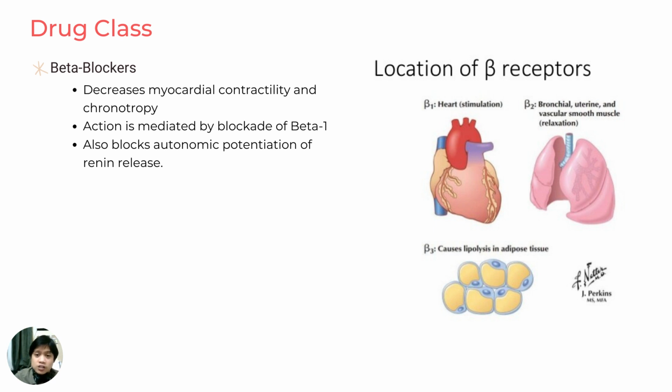So first, let us review that there are different locations of beta receptors. What I want you to understand is that there is usually a mixture of beta receptor isoforms in a particular tissue, but the number of these beta receptor isoforms differ in proportion, such that in the heart there is a predominance of beta 1 receptors, and in the bronchi, the uterus, and the vascular smooth muscle, there is a predominance of beta 2 receptors.